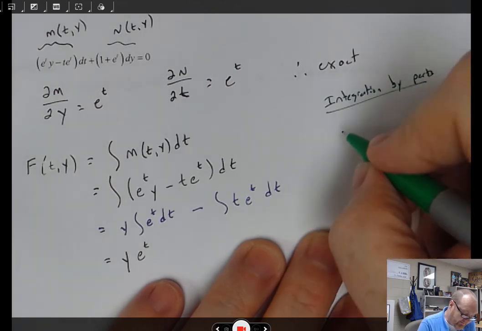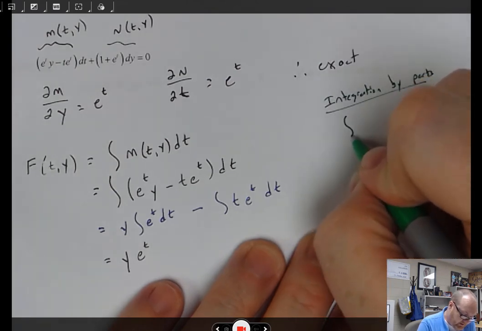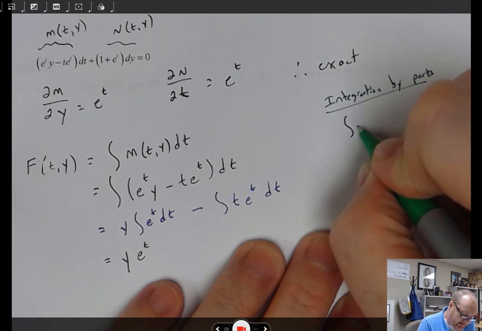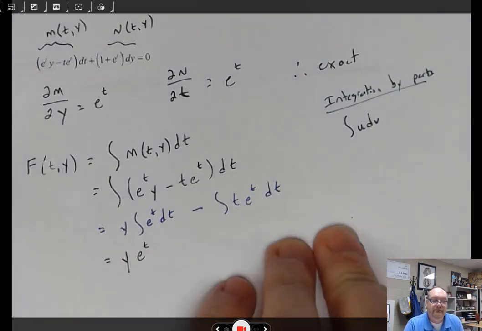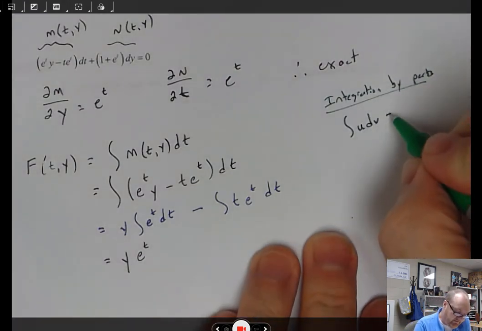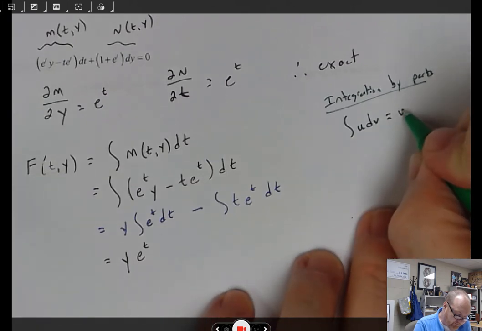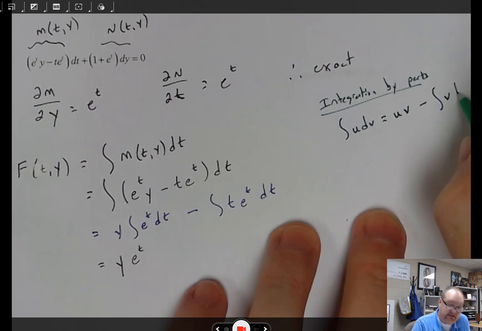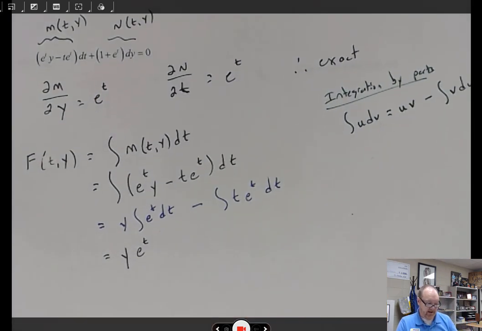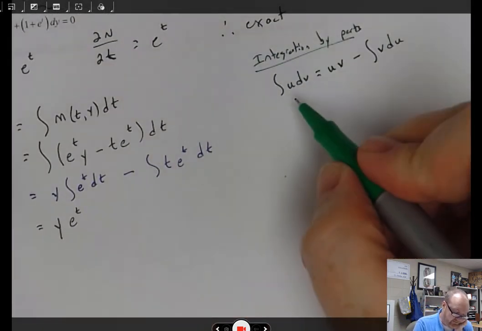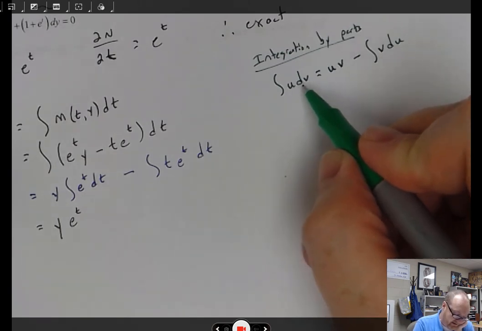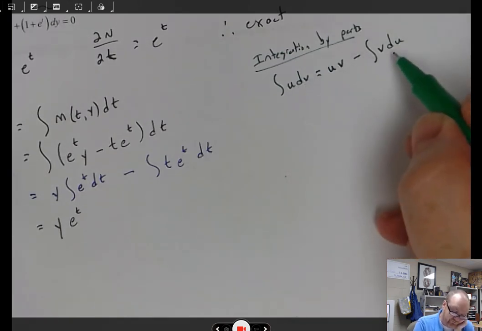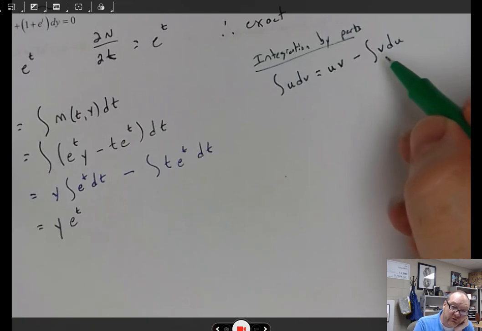Integration by parts says if I want to integrate a u and a dv term, that's equal to u times v minus the integral of v du. So to make that happen, I need to identify something as a u and something as a dv, and then I'm going to integrate or differentiate accordingly to find all these other portions.